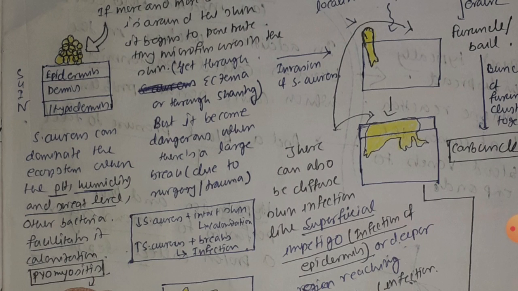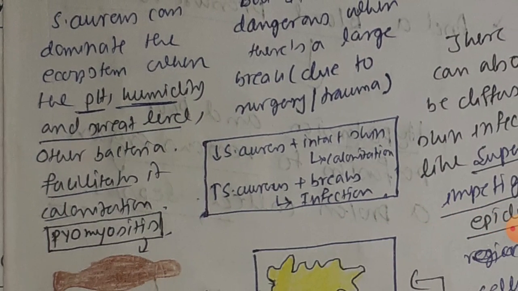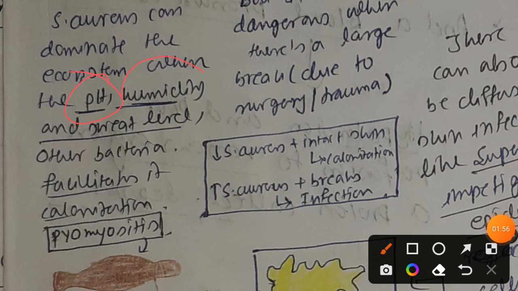Okay, so if the condition of the skin promotes staphylococcal growth, under such circumstances Staphylococcus aureus can dominate the skin ecosystem. So what type of condition promotes staphylococcal growth? Mainly the pH, humidity and sweat level, and the presence of other bacteria. Some specific bacteria facilitate the colonization of Staphylococcus aureus. Okay, so that is the idea.